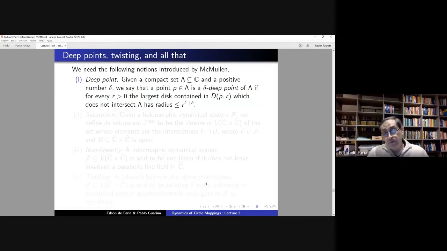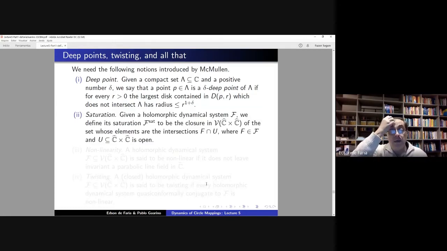So in particular, if the point p is a point in the interior of Lambda, then of course it is delta-deep for any delta, right? But typically the Lambdas that we're interested in are going to be compact sets that have no interior. They're things like Julia sets of holomorphic maps or things like that. Okay, so that's what a deep point means. It's a point such that when you zoom in near it, your set Lambda is filling that neighborhood more and more, at an exponential rate in some sense.